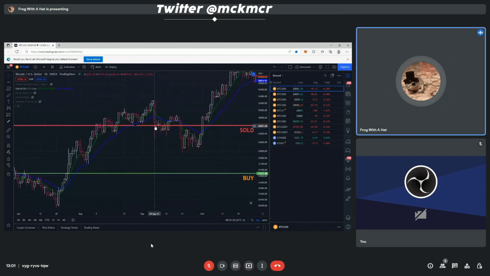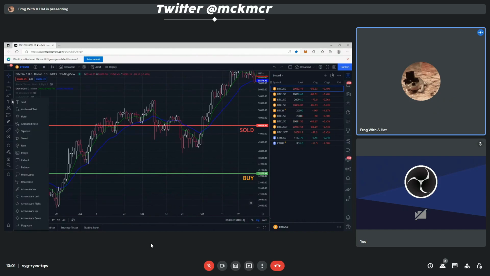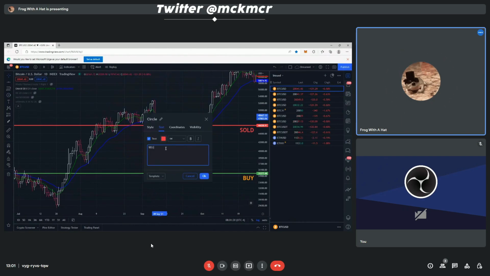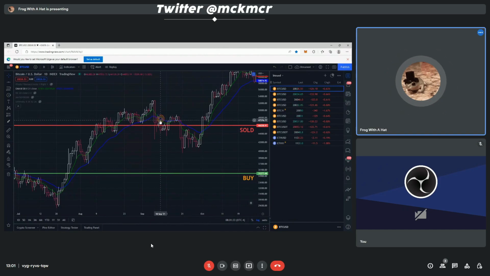We sold right here, right? And then the candle closed under, and we're still under. We got a sell signal right here. That's a sell signal, when the 8 EMA crosses the 21 EMA downward. That's a sell signal right here. So this is a bearish cross.